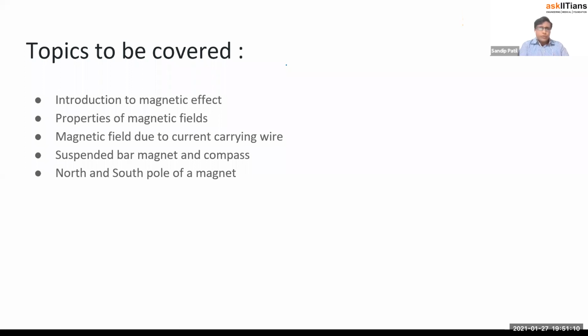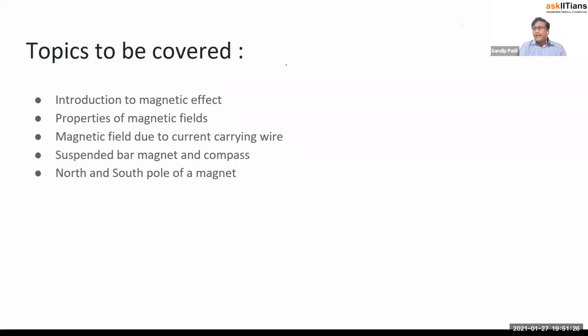Okay, so we are going to cover these topics. What is the magnetic effect? We already have seen the very small story, and we also know the use of that magnet, to find a needle. You will be able to find a needle next time. So what is the magnetic effect?